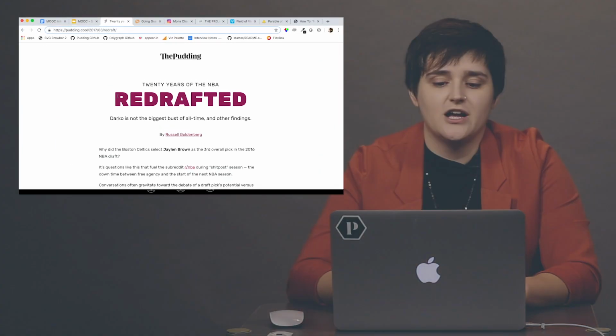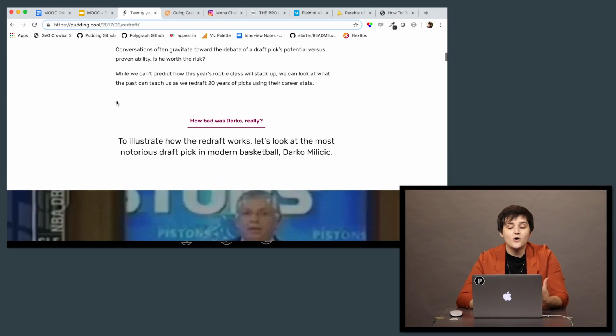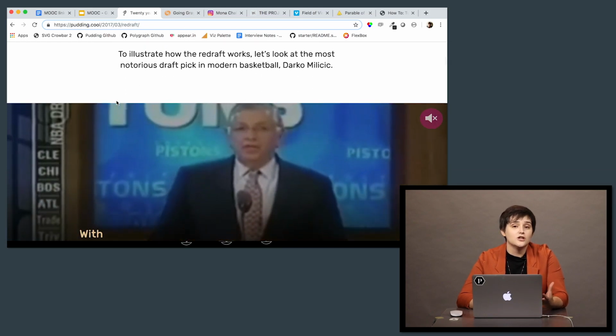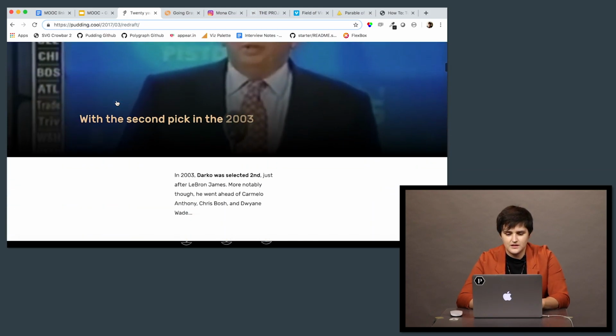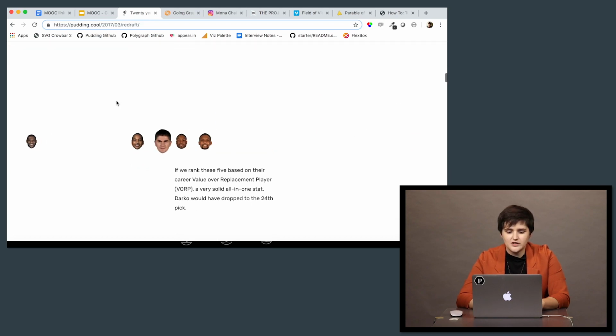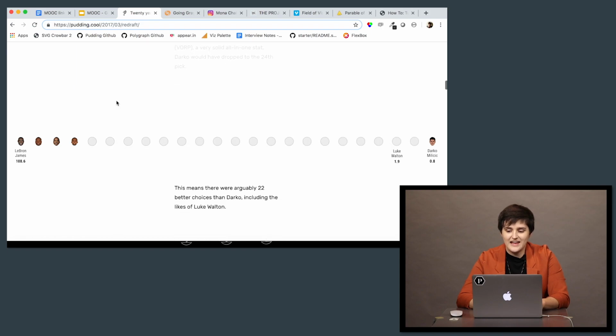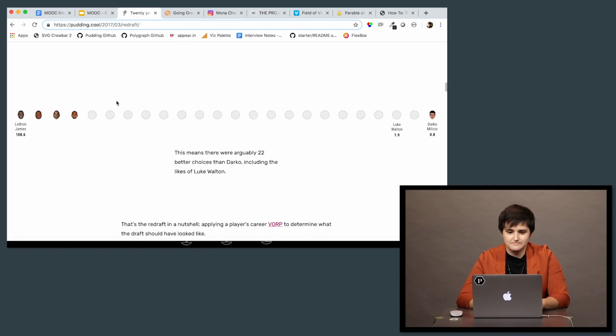First, we'll take a look at a project that Russell Goldenberg did with The Pudding about the NBA and how the league would look if you redrafted everyone. And here's the scrollytelling part. It walks you through all the picks and then where they actually ended up in their career.